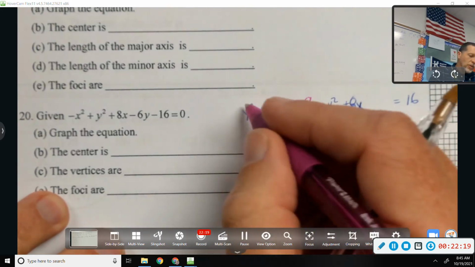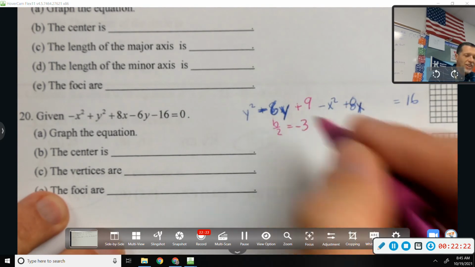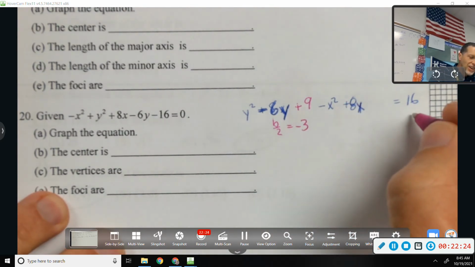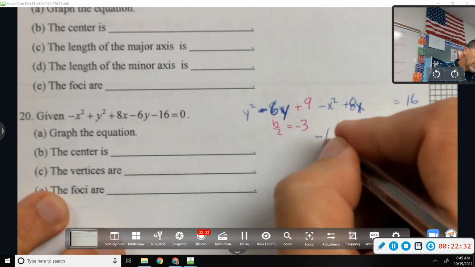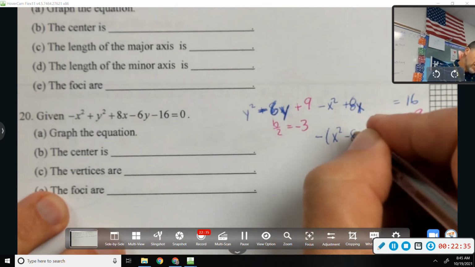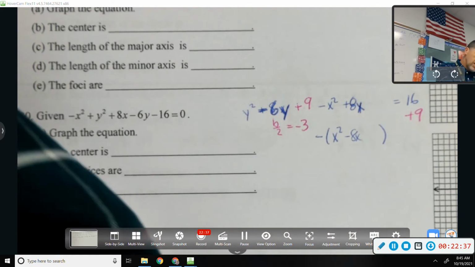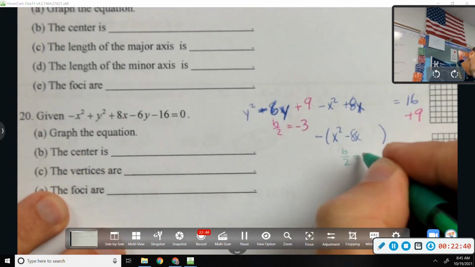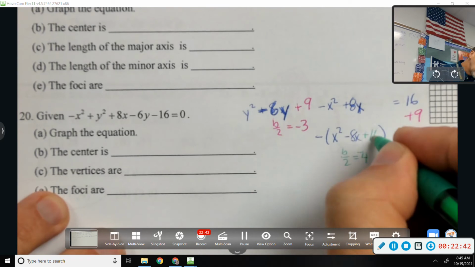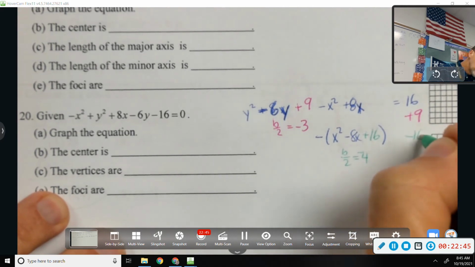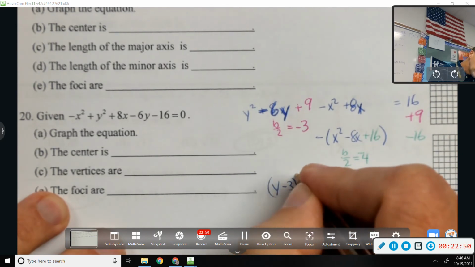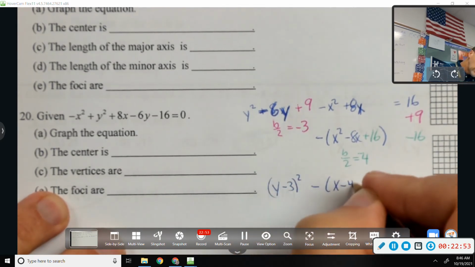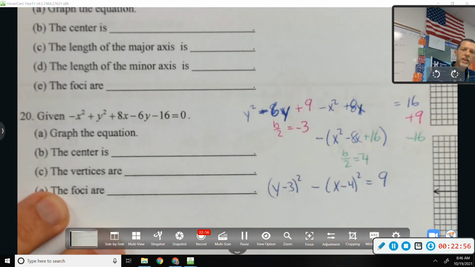Usually I have to account for a number out front. What did I actually add to the left-hand side? You mean right-hand side, but 9. Yeah, I added 9 to the left, so I'll add 9 to the right. For the x squared, I better be careful. I'm going to factor out the negative. Plus 16, but it's a negative, so then we got to make it a negative 16. So y minus 3 squared, minus x minus 4 squared equals 9.